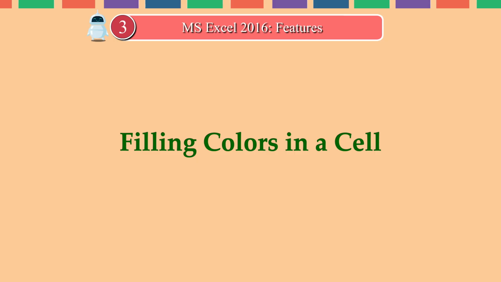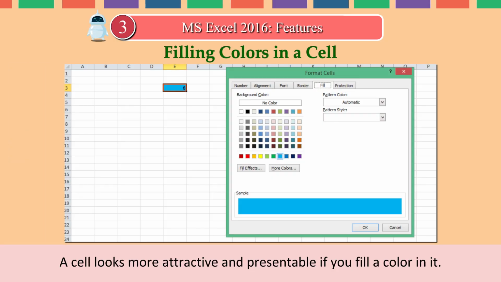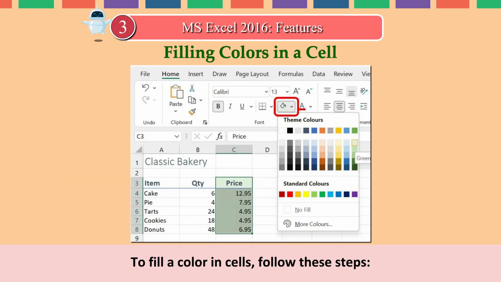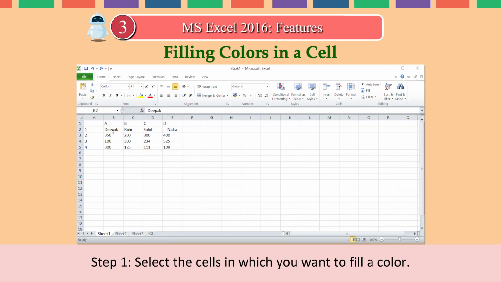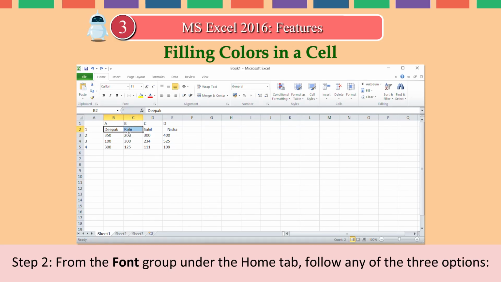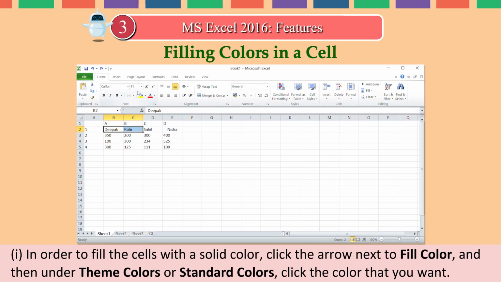Filling colors in a cell. A cell looks more attractive and presentable if you fill a color in it. To fill a color in cells, follow these steps. Step 1. Select the cells in which you want to fill a color. Step 2. From the font group under the Home tab, follow any of the three options. 1. In order to fill the cells with a solid color, click the arrow next to Fill Color, and then under Theme Colors or Standard Colors, click the color that you want.